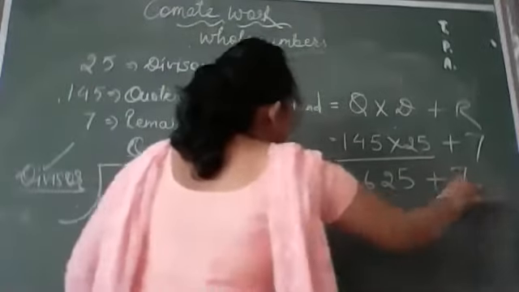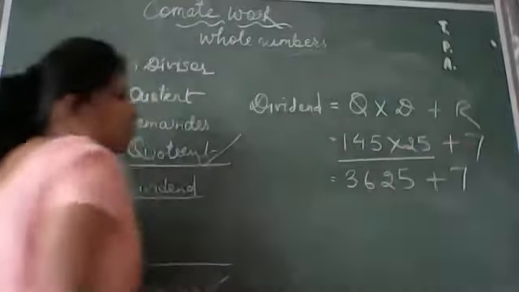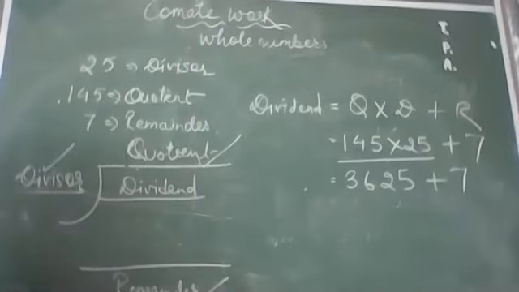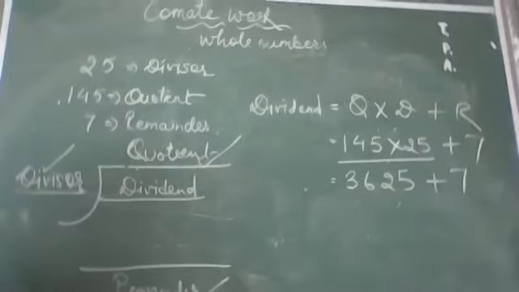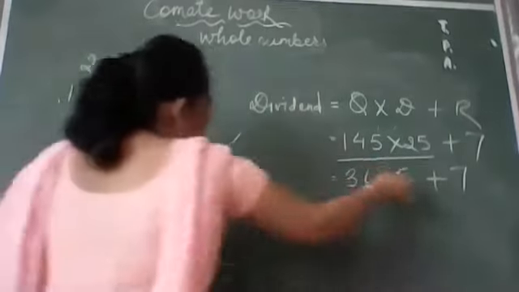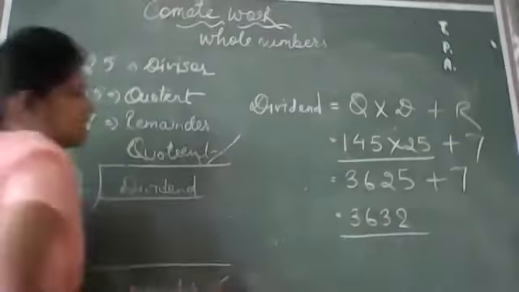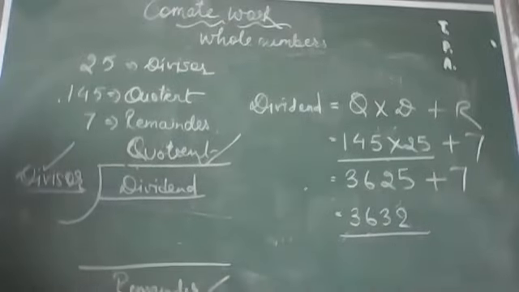Then plus 7. Beta, don't add 25 and 7 at first, because you are solving according to BODMAS. And according to BODMAS, addition and subtraction come at last. First you do multiplication or division. So here first I have multiplied, then I have added 7. Now when you add these two, you will get the answer 3632. This is our answer to this particular question, that is 3632.